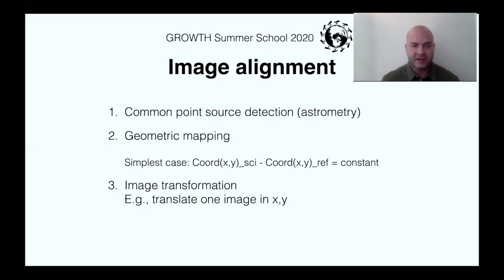And then, of course, the final step when you have your geometric mapping is to actually transform one image: translation, rotation, scaling, or whatever. That step can be mathematically challenging, but there are packages that will do this for you in Python, MATLAB, or IDL. Most basic coding packages will have this capability.